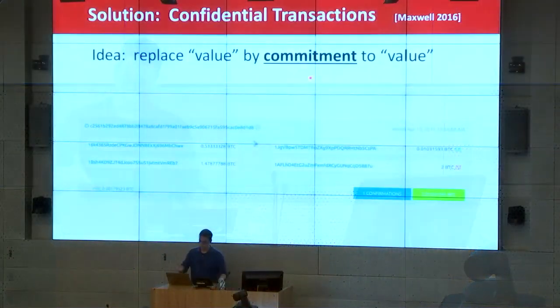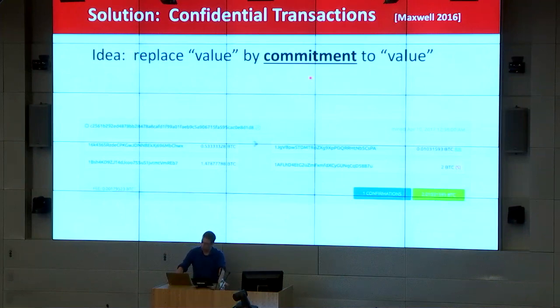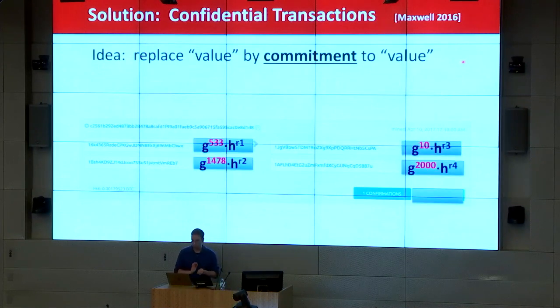There's this wonderful idea called confidential transactions. It's due to Greg Maxwell from last year. The idea behind confidential transactions is the following. We're going to change what's written on the blockchain. Instead of writing the actual amounts on the blockchain, where you can see the amounts are written in the clear, we're going to replace them with what's called a commitment to the value. So the amount itself is replaced by this crazy expression that basically commits to what the amount is.